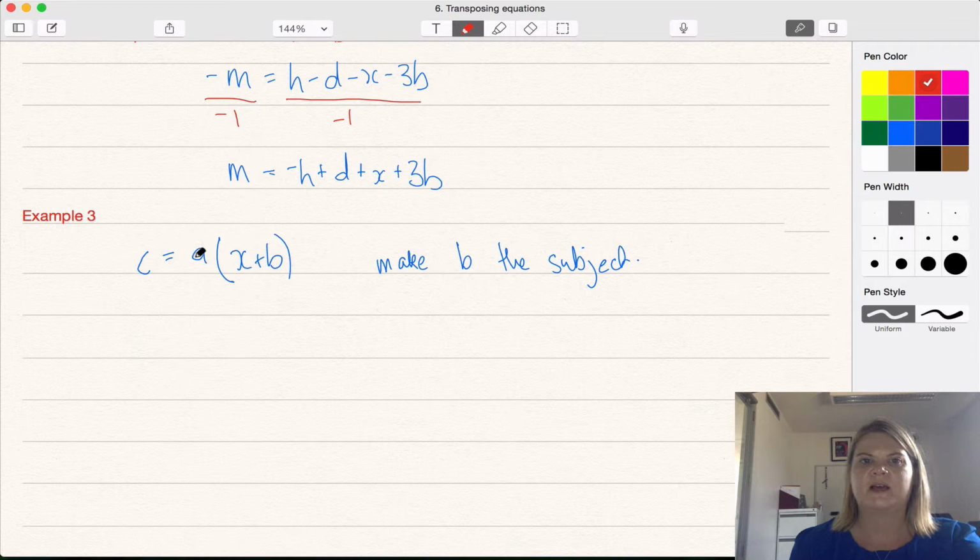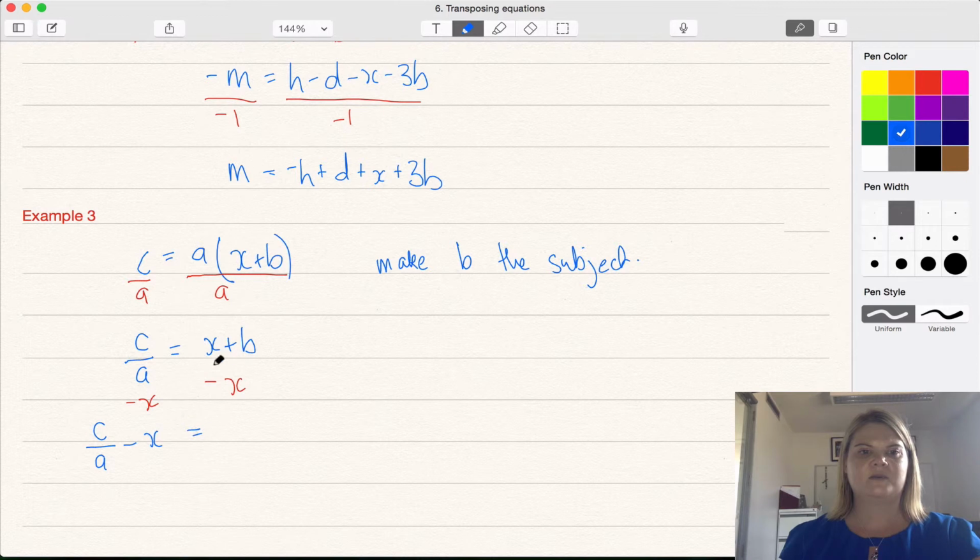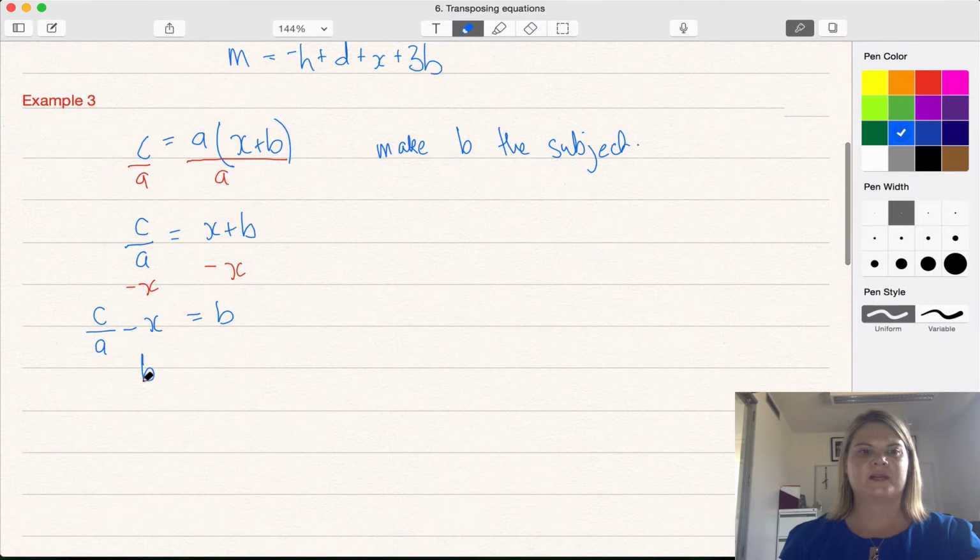I can divide by this A. So the brackets means A times everything inside the brackets. So the opposite of that is divide by A and divide by A. So we end up with C over A equals, these two cancel, and we've just got X plus B, and there's no more brackets anymore. Now we can easily see that we need to get rid of the X here. So minus X from both sides. Careful how you write this out. C over A, take away X equals, these two cancel, B. So it's in B equals form. And we could rewrite this one as B equals C over A, take X.